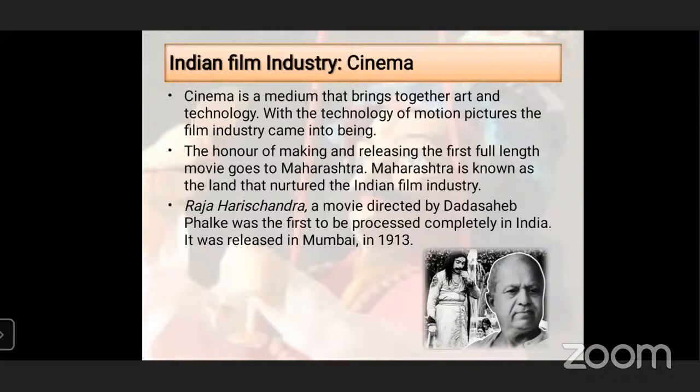Then the movie Raja Harishchandra, directed by Dada Saheb Phalke, was the first to be processed completely in India. Yes, students, everyone might have heard the name Dada Saheb Phalke. The biggest award in Bollywood is the Dada Saheb Phalke Award. Selective people get this award, not everyone. Right? So he was the first person who made a complete movie. The full process was done in India. And what was the name of that movie? The name of the movie was Raja Harishchandra.